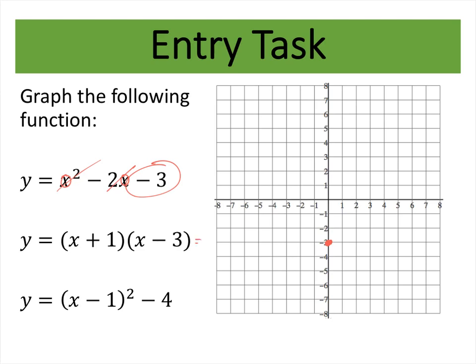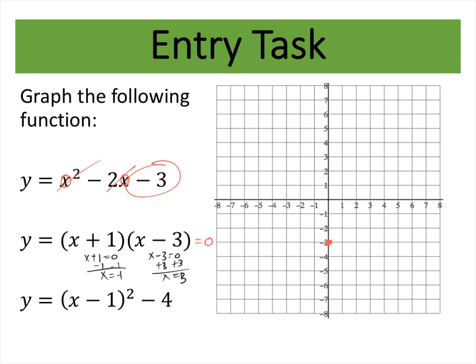We use the zero product property because the height of the function, the y value at the x-intercepts, the height is 0. The y value equals 0. So we set it equal to 0 to find, if x plus 1 equals 0 and x minus 3 equals 0, then x has to be -1 or x has to be +3.